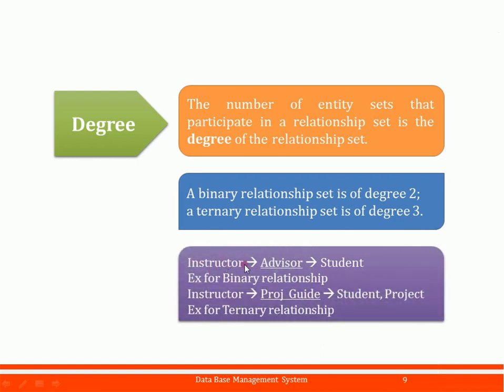Here, instructor and student are the entities which participate in a relationship advisor. Here we have only two entities, so it is called a binary relationship.